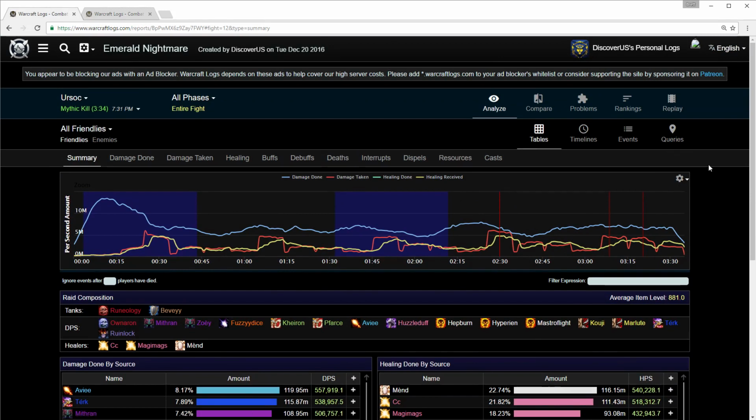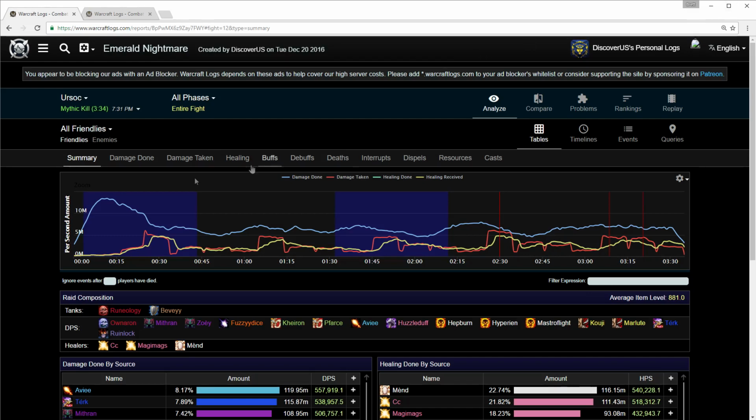So now I'm going to be analyzing a log where I probably didn't do a whole lot wrong. There's probably going to be a few things throughout the process that I'll find that I did do wrong. I'm looking at one of my better Ursoc mythic kills, mainly because Ursoc's very easy to dissect, and I wanted to show how a good log looks rather than looking at one of my worst or not as good logs first off.